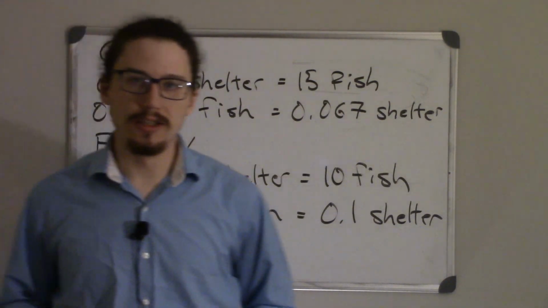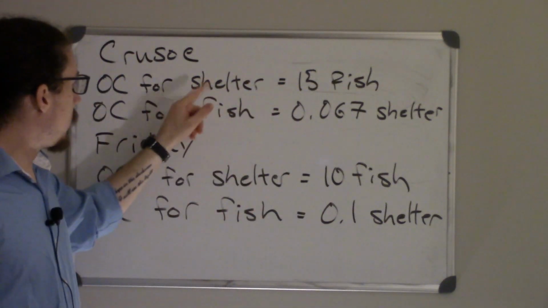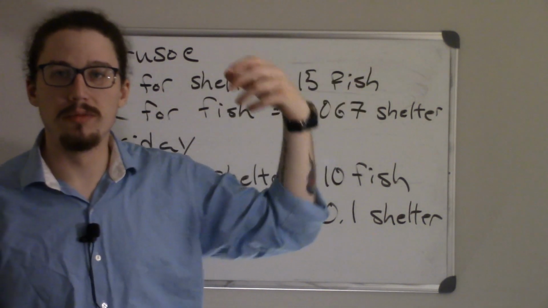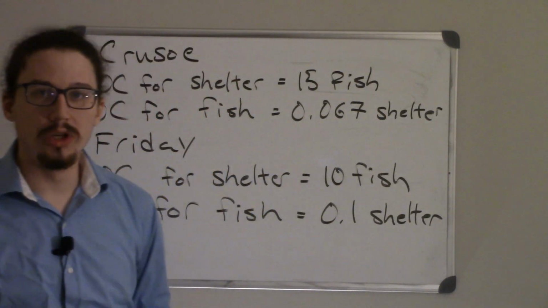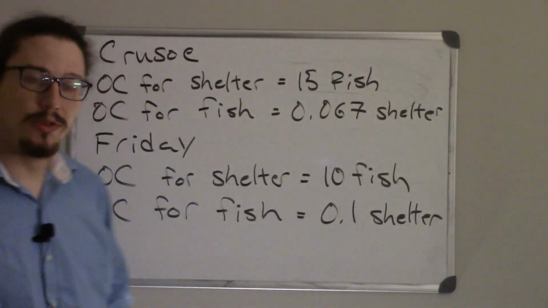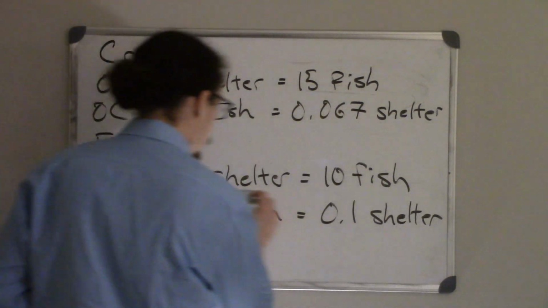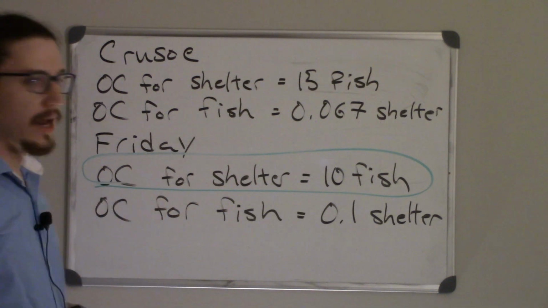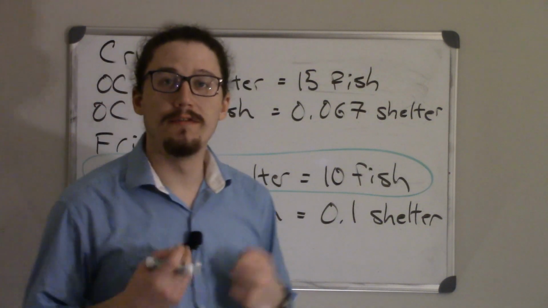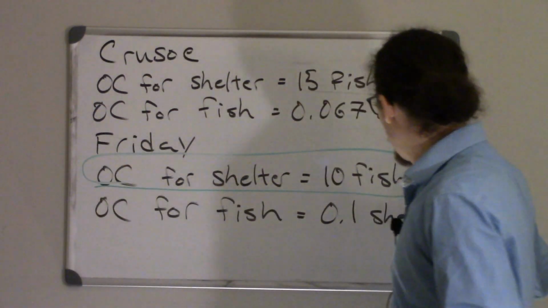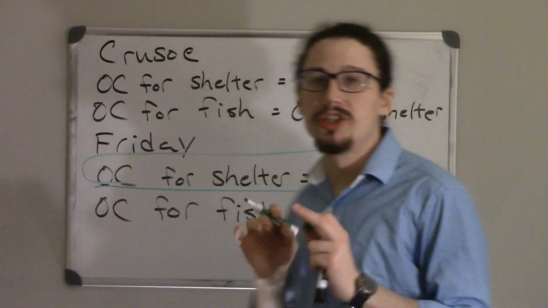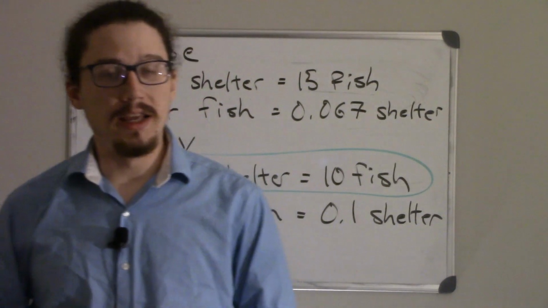So let's look at shelter. Who has the comparative advantage for shelter? Well, Crusoe's opportunity cost for shelter is 15 fish. Crusoe would have to give up 15 fish in order to produce 1 unit of shelter. Friday would only have to give up 10 fish. So in this case, Friday has the comparative advantage in shelter.